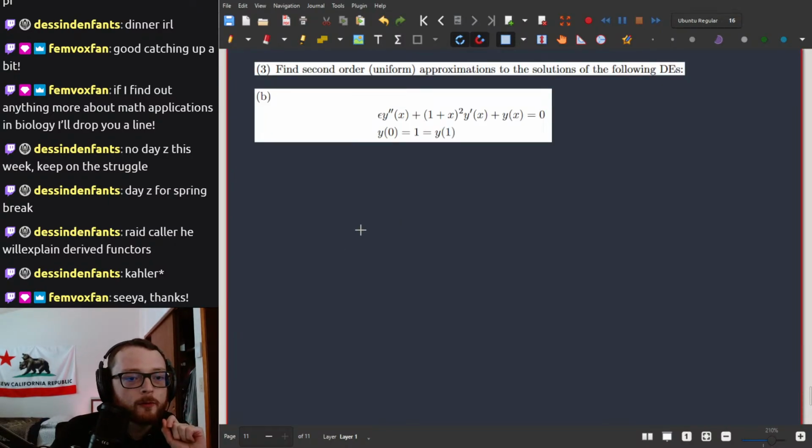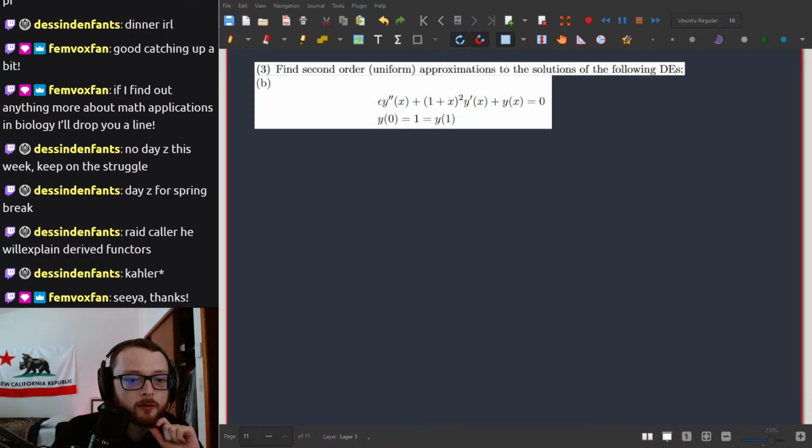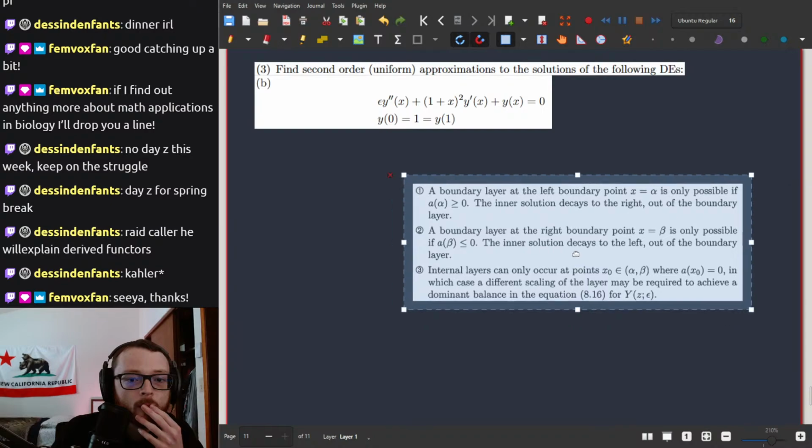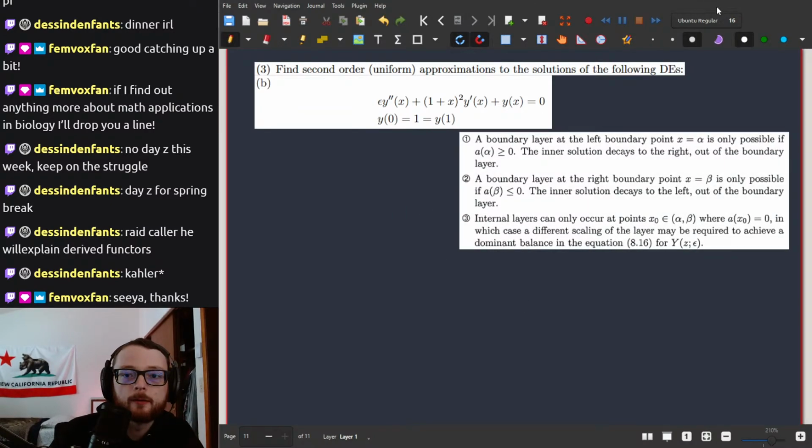Okay, and so the first thing we want to do here is figure out where there's a boundary layer. We have some conditions that cannot tell us for sure, but help us out here. So at the left endpoint, this is the function that goes with y prime. We want to check the left endpoint first, which is 0. That's equal to 1, which last I checked is more than 0. So boundary layer is possible.